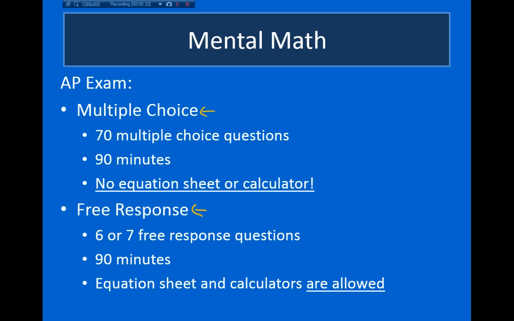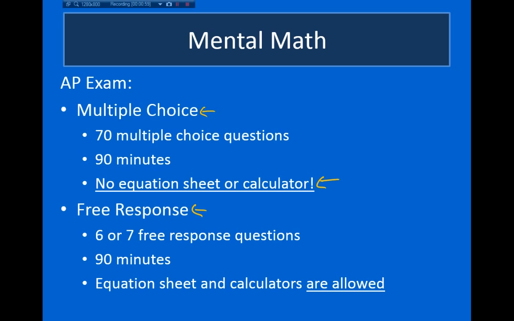The multiple choice consists of 70 questions, and you'll have 90 minutes to answer the questions. Now here's the real important part. There is no equation sheet and no calculator allowed on the multiple choice part of the exam. So you're going to have to figure out how to start remembering some of these equations, and you're also going to have to figure out how to start doing calculations in your head. And that's what we're going to talk about in this video right here.